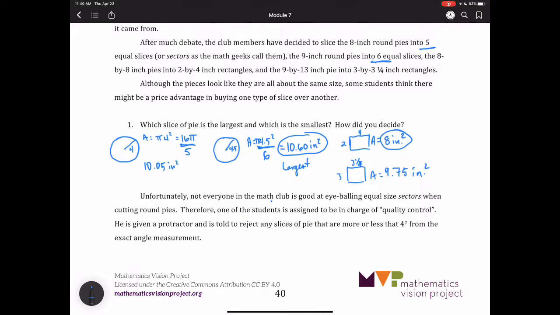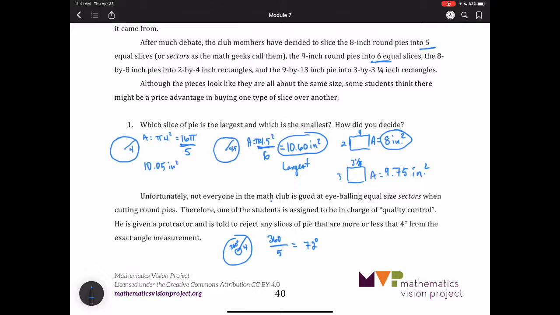Unfortunately, not everyone in the math club is good at eyeballing equal size sectors when cutting the round pies. Therefore, one of the students is assigned to be in charge of quality control. He's given a protractor and is told to reject any slices of pie that are more or less than 4 degrees from the exact angle measurement, okay? So when we slice this 8-inch pie into 5 pieces, we know we have 360 degrees total, and each piece should be 1/5 of 360 degrees. So each piece should be 72 degrees approximately.